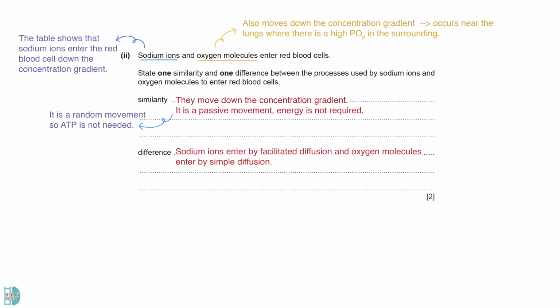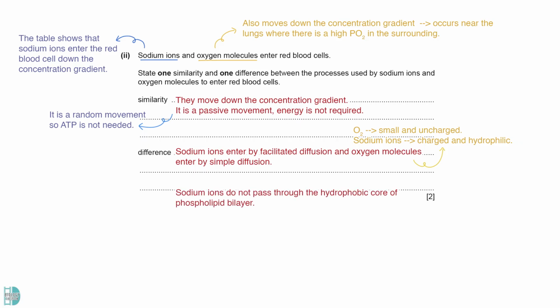However, oxygen can move by simple diffusion, but sodium ions must enter by facilitated diffusion. This is because oxygen is small and uncharged. Ions are charged and hydrophilic. They cannot pass through the hydrophobic core of the phospholipid bilayer. A channel protein with a hydrophilic tunnel is involved in their movement.